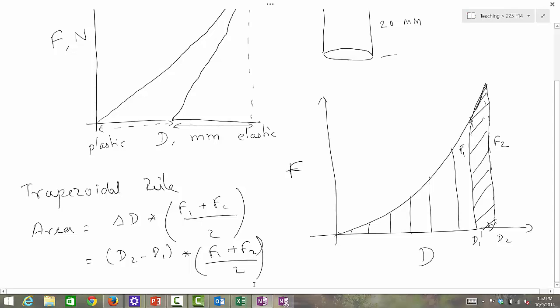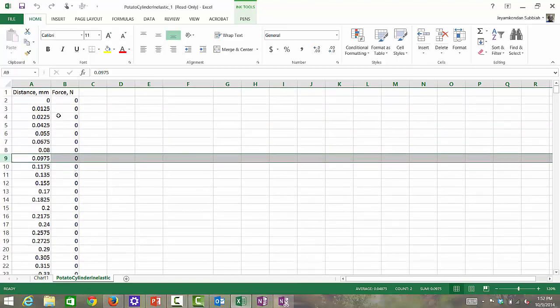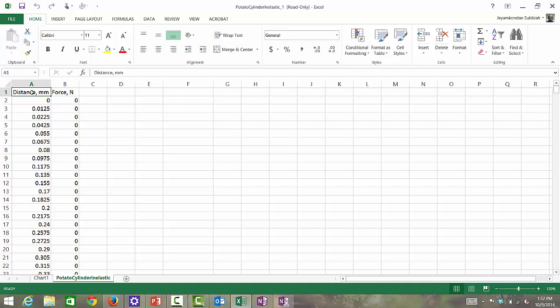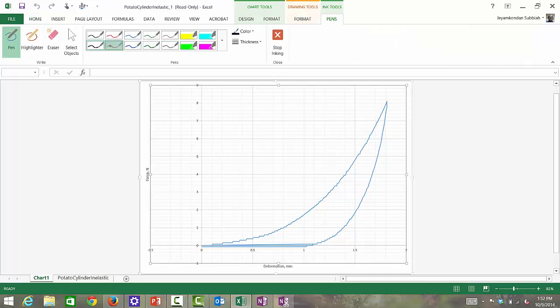Okay, so I'm going to switch to an Excel sheet where, pay attention, I have the distance as the first column and force as the second column, and you need to plot them. So I plotted the two curves and this is how it looks. The force is on the y-axis and the deformation is on the x-axis. This is the loading curve and it loaded up, and then during the unloading it came and stopped here.